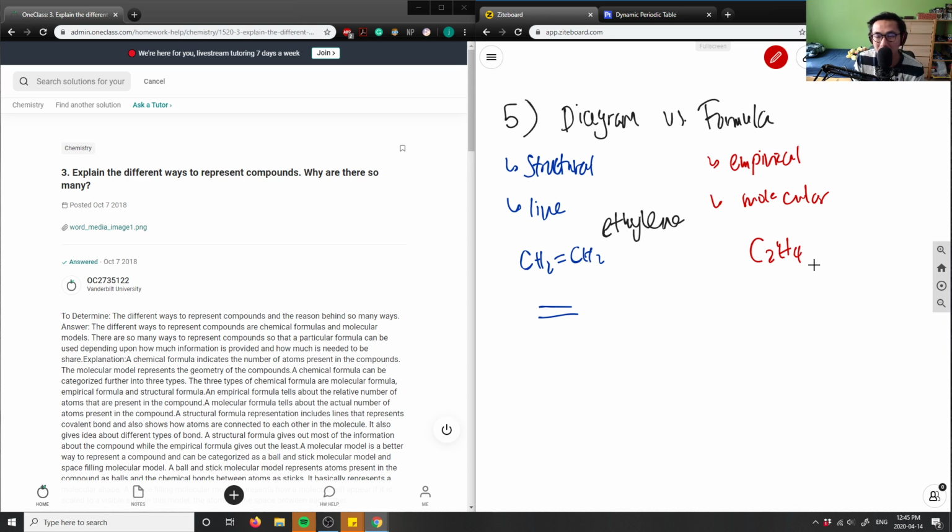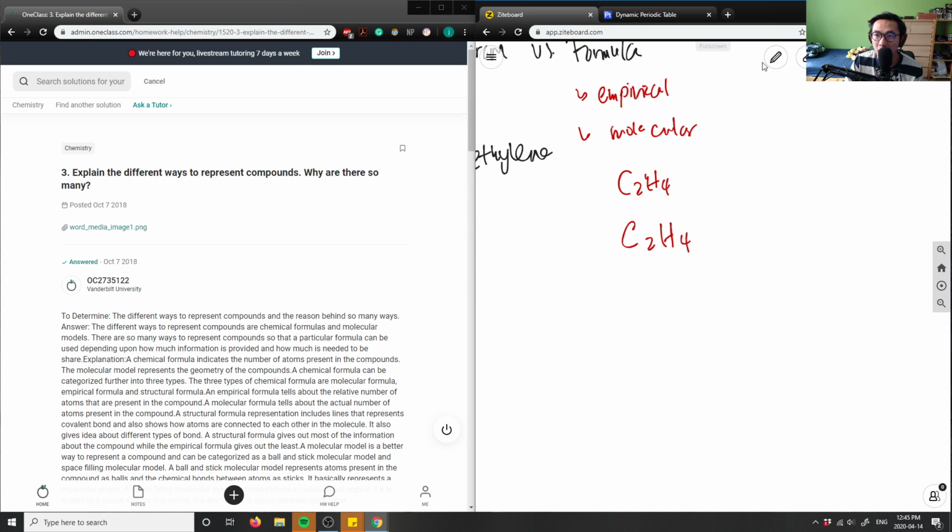In this case, the molecular formula is the same as my empirical formula. It's still C2H4. What we can do with molecular formulas is, if we have a different compound, it's simply a ratio. So if we multiply this by 2, you get C4H8, which is a totally different compound. It's not ethylene anymore, but this would be the molecular formula, and this here would then be the empirical formula.